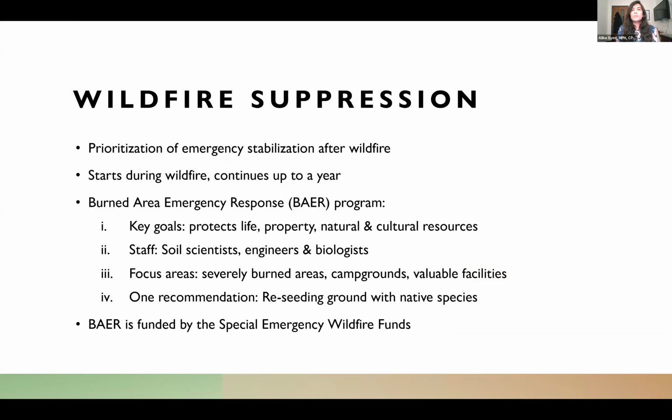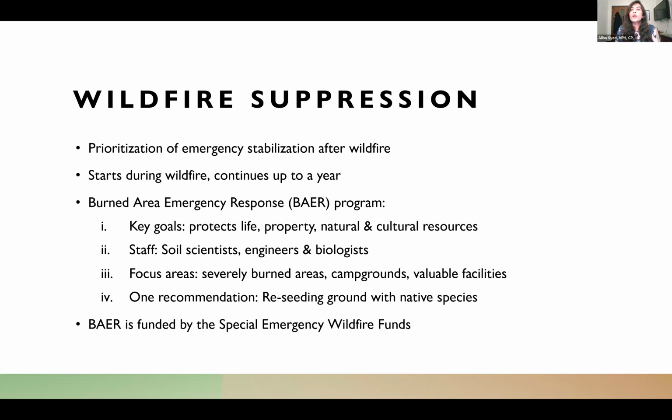So, after an area is impacted by wildfires, emergency stabilization becomes a priority for preventing further damage to life, property, and other natural resources. This stabilization begins during the wildfire period and may continue for up to a year. Once the fire is out, rehabilitation efforts begin to repair the damage caused by these wildfires, and such efforts last for several years.